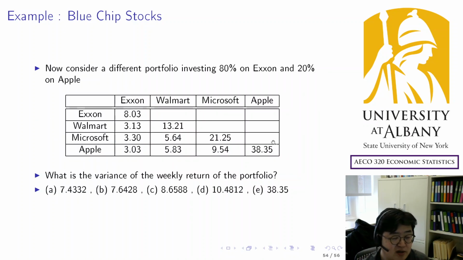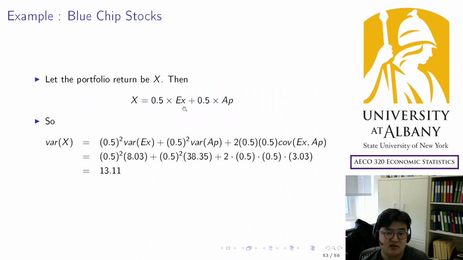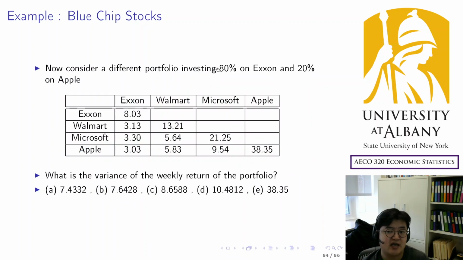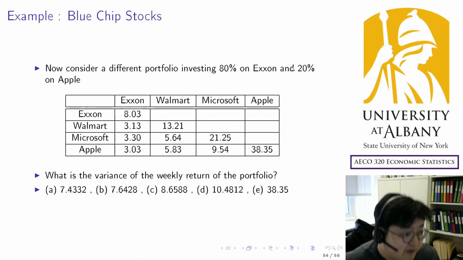So then I will have you do this. What if you invest more in Exxon? Invest 80% in Exxon and 20% in Apple, and find the variance of the portfolio. So you will need time. Use a calculator or Excel, and calculate the variance. Use a similar formula like this. Instead of 50-50, you have to use 80% and 20%. Stop the video here.